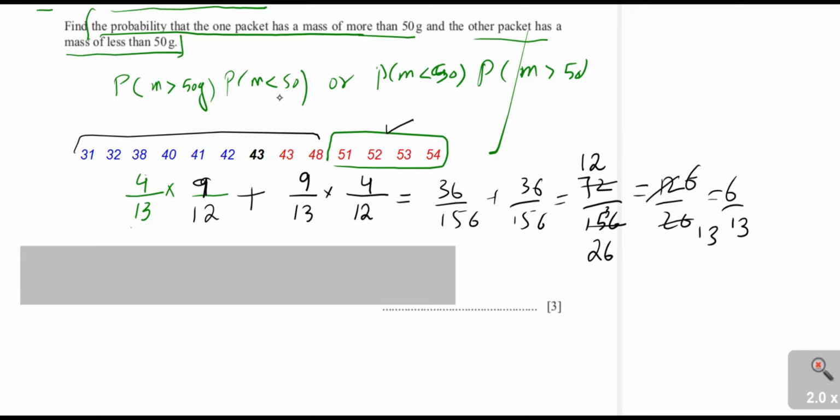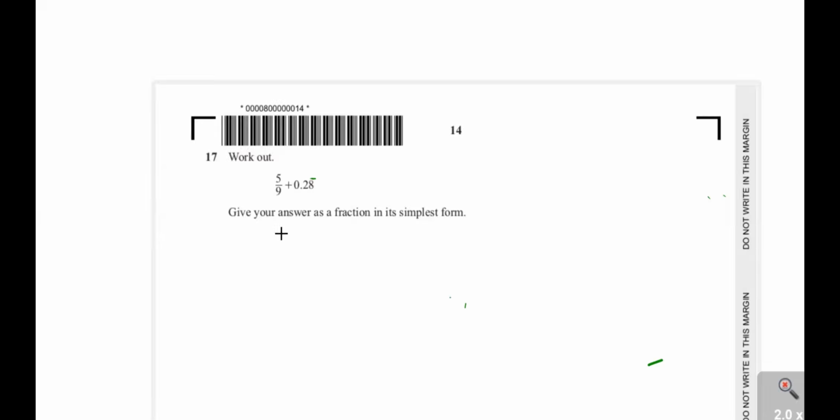Question 17, work out 5 over 9 plus 0.28 recurring. Give your answer as a fraction in simplest form. Firstly, we will convert this recurring decimal into a fraction. Therefore, we suppose that x equals 0.28 recurring. Firstly, we will multiply this recurring decimal value by 10 to the power of the number of non-repeating digits. Here, the number of non-repeating digits is 1. Therefore, we will multiply by 10 to the power 1. This is 10. We will multiply this equation by 10.